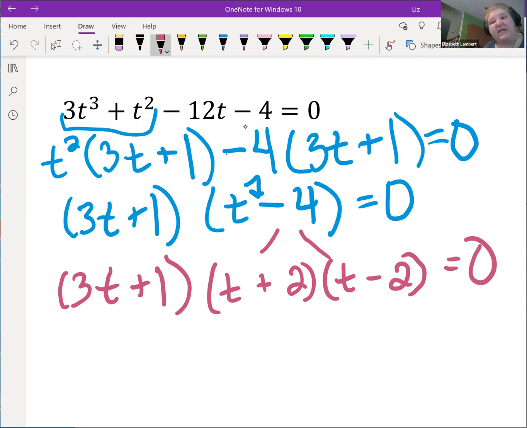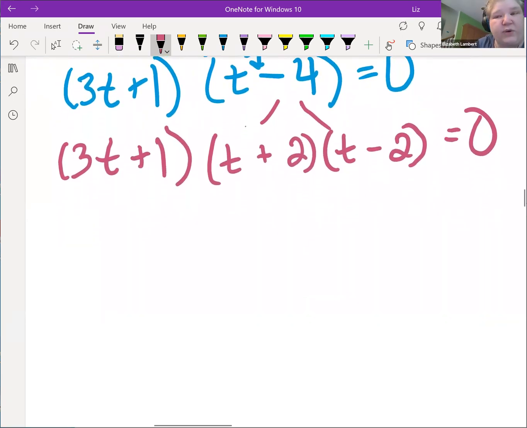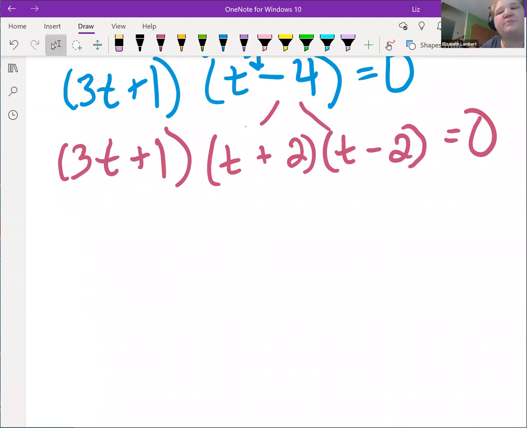Now I have 3 things being multiplied that are equal to 0. That's fine. I'm going to set all 3 equal to 0. One of those or more than one has to be 0. And without external information, I can't tell which, so I'm just going to list them all because that's what mathematicians do.